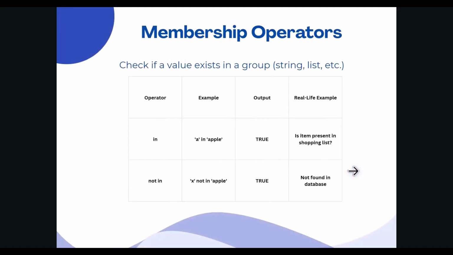Next one is membership operator. It is used to check if something exists in a group like a list or a string. So the operators are in and not in. These operators are used to check if a value is part of a list, string or a set.